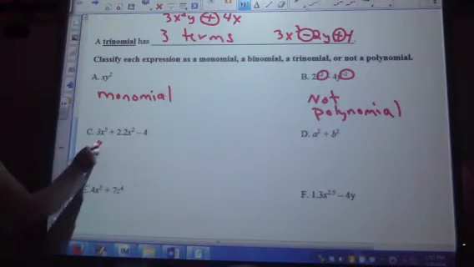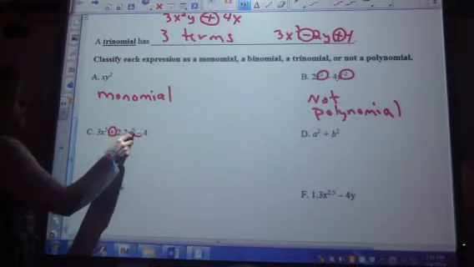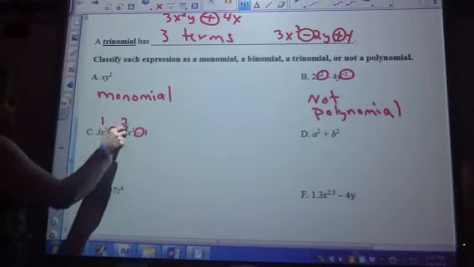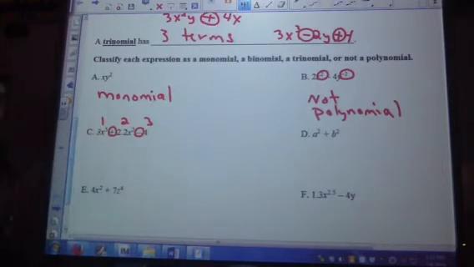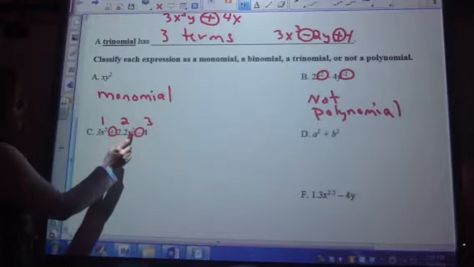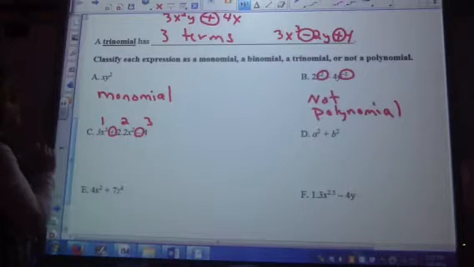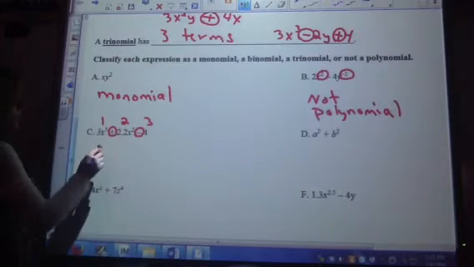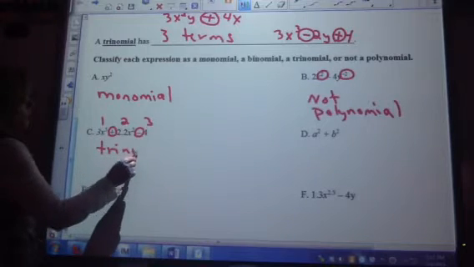Okay, let's look at C. We have addition and we have subtraction. So there's 1, 2, 3 monomials, 3 terms here, okay? So let's see if it's a polynomial. We have a positive exponent and a positive exponent, so it is a polynomial, and there's 3 terms. We call this a trinomial.